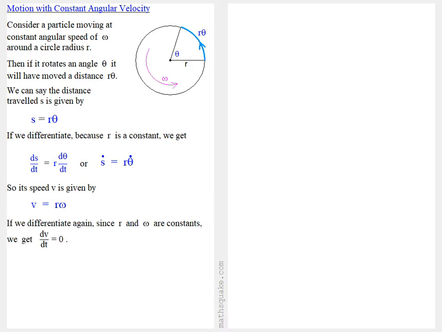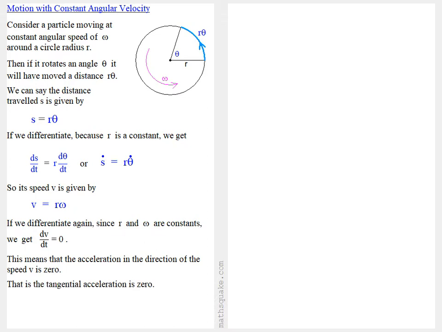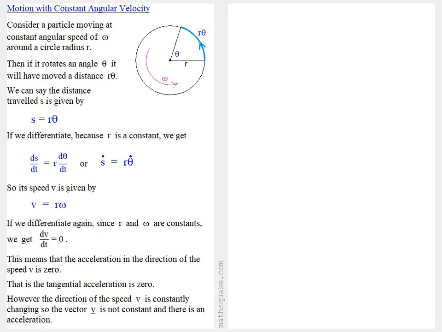If we differentiate again, since r and omega are constants, we get dv by dt is equal to 0. This means the acceleration in the direction of the speed v is 0. That is, the tangential acceleration is 0. However, the direction of the speed v is constantly changing, so the vector v is not constant, and there is acceleration.